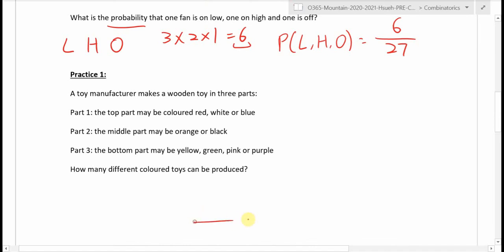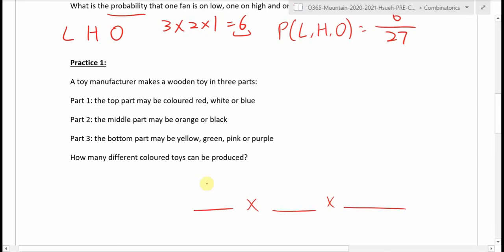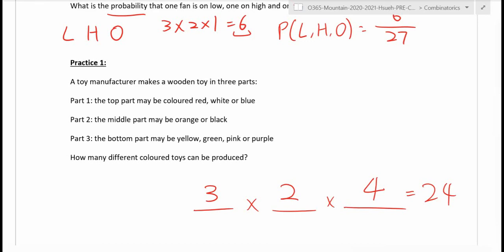So then again, we have 3 parts. Each part, we have a different number of choices, right? We have 3 different colors to choose from for the first part. For part 2, we have 2 different choices, and the last part, we have 4 choices. So if you multiply them together, you should get 24. So there could be 24 different combinations of colors of this toy.